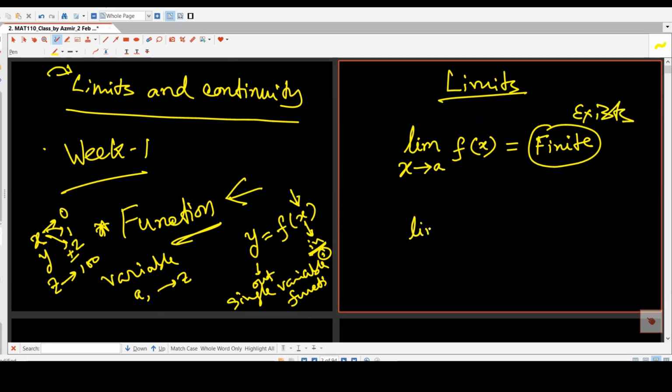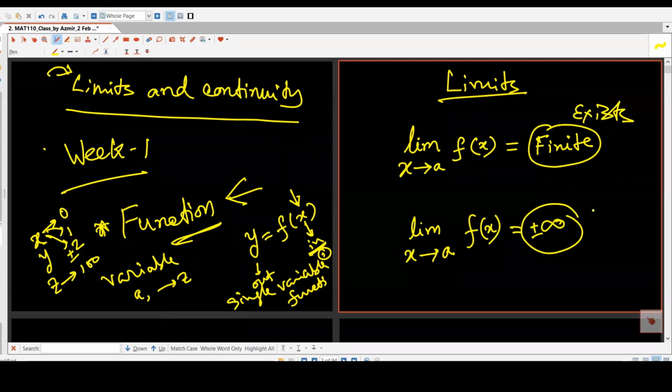Suppose we have the same mathematical notation, limit of f of x when x approaches a. This time we are getting, let's say, infinity. More specifically, we are getting plus infinity or minus infinity. If this is the case, then we can say that the limit is not a finite value. So it is not bounded. It is unbounded, or we can say that it is undefined. So we can leave a comment that the limit does not exist.